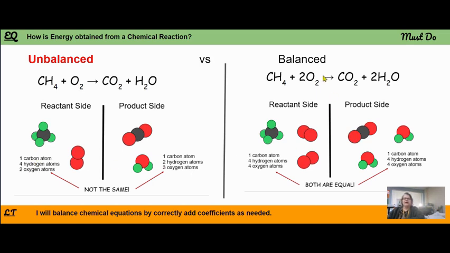Okay, so if we balance this equation and we put a 2 in front of the O2, this is called a coefficient. Now we have two oxygen molecules, sorry. And so if I look at this, I still have one carbon and four hydrogens, but I have four oxygens. And then on the other side, I now have two water molecules. And so I have one carbon, four hydrogens, and four oxygens. So now the numbers are exactly the same, right? So that means that this one is balanced.